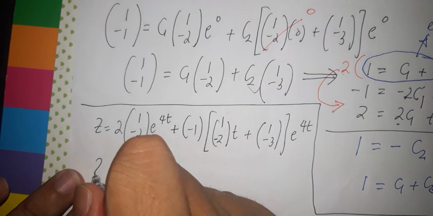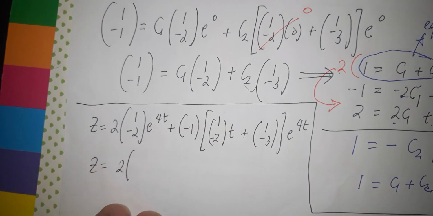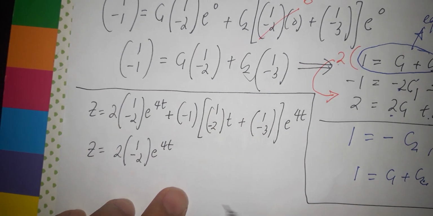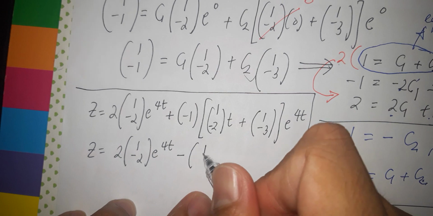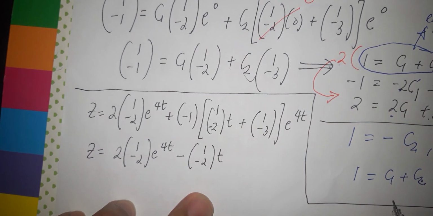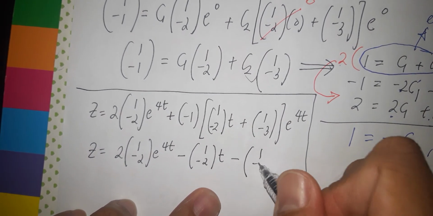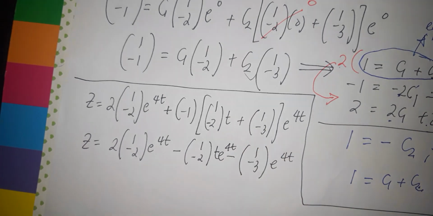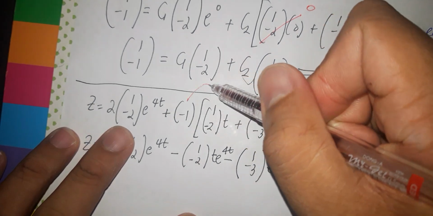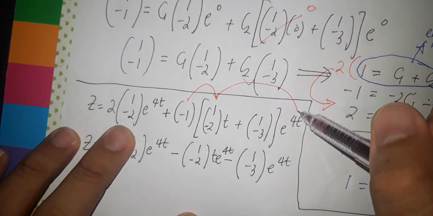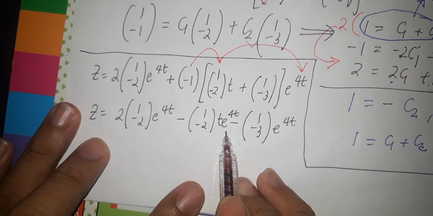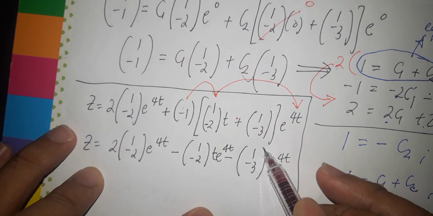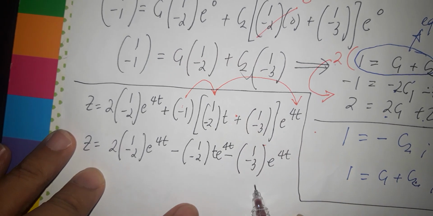So, simplifying that, z is 2 (1, negative 2) e to the 4t, minus (1, negative 2) t, minus (1, negative 3) e to the 4t, and you have here e to the 4t. So, we just distribute the negative 1 here and there. That's why it's (1, negative 2) t e to the 4t. And then this negative 1 to positive 1 and negative 3 e to the 4t. So, that's why we have this.